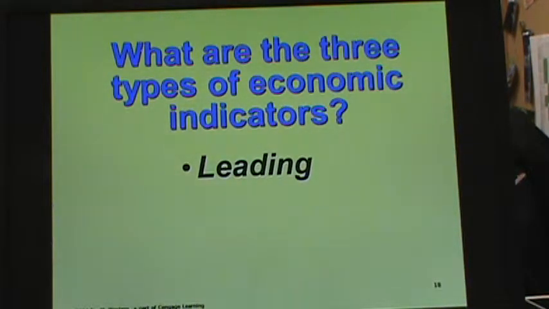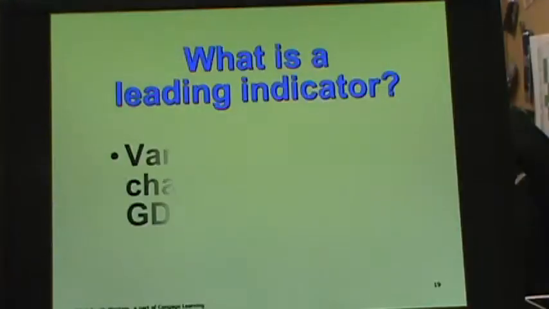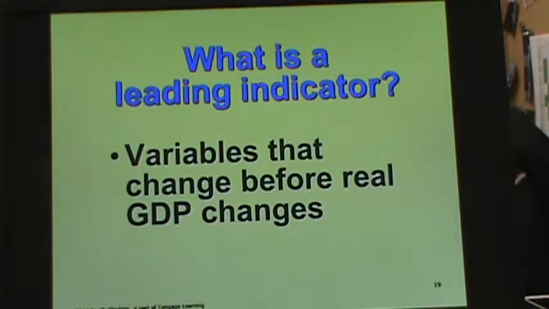So there are 3 types of economic indicators: leading, coincident, and lagging indicators. We're going to talk about each one of these real quick. A leading indicator is a variable that changes before real GDP changes. So in other words, the indicators may cause the GDP to change. So if we have a tsunami or something like that happen, it's a leading indicator that perhaps GDP might change from this.